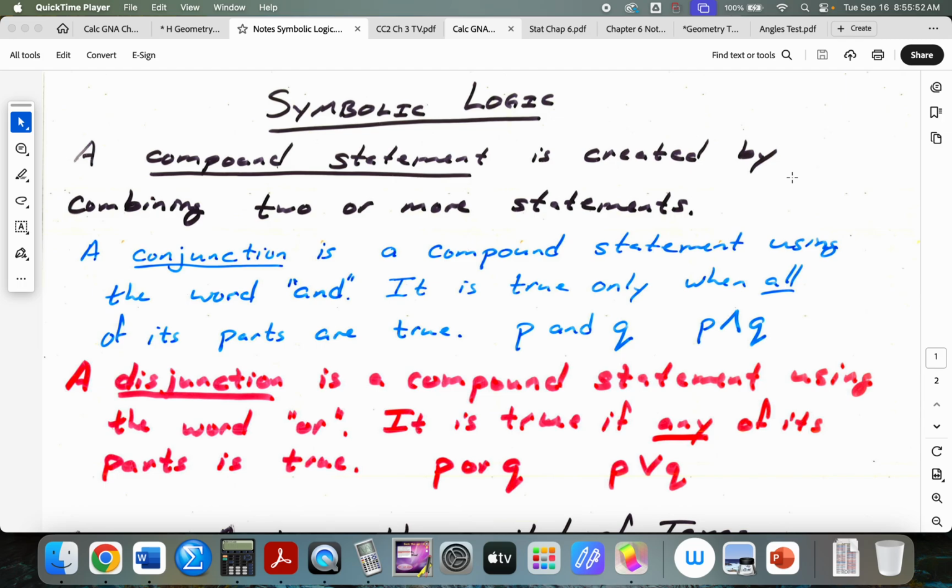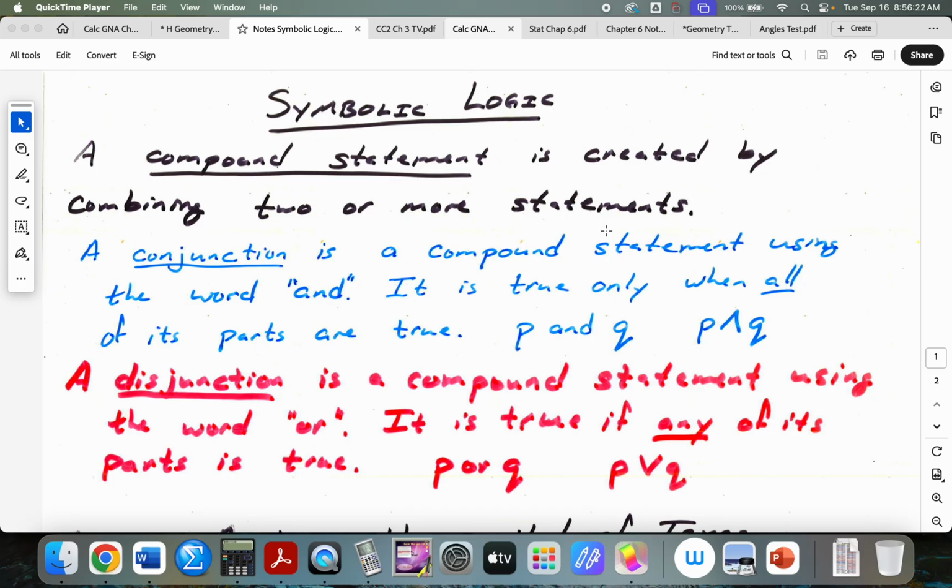In symbolic logic, basically what we do is, instead of writing out whole sentences, we use letters and symbols to look at the truth values and various other things. We also will look at what are called compound statements. It's created by combining two or more statements. By the way, a conditional statement is a compound statement.